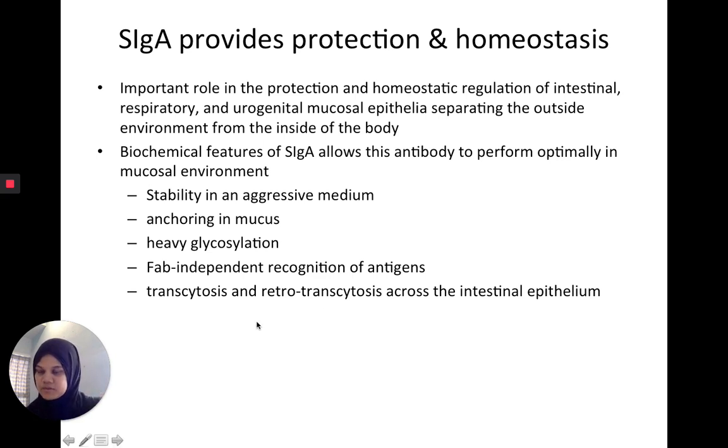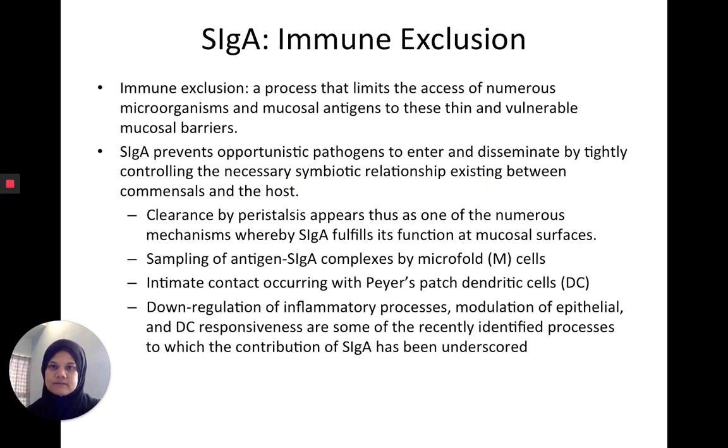Transcytosed is when the antibody, the dimeric or polymeric IgA, traverses from the basal side to the apical side. But let's say it's bound to some antigen. Now it can actually travel back through the enterocyte into the lamina propria side. So that's quite important as well. But the main role is that it performs immune exclusion.